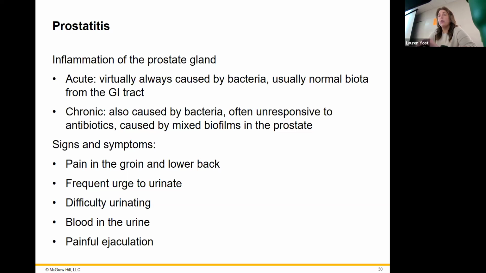We'll have pain in the groin and the lower back, frequent urge to urinate, difficulty or impossible urination. Sometimes you cannot urinate to the point that we have to take the individual to the ER so that the bladder doesn't burst, and they'll have to have the bladder drained mechanically, either by a catheter, if that is possible, or by needle, like aspiration.